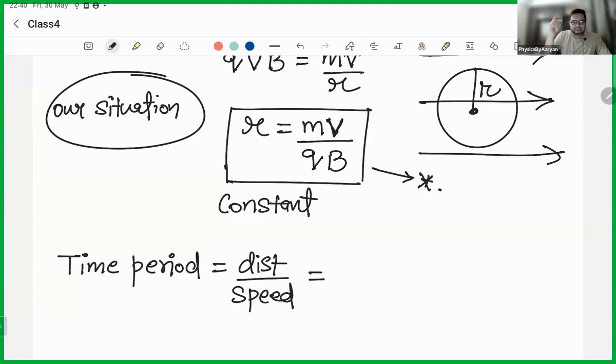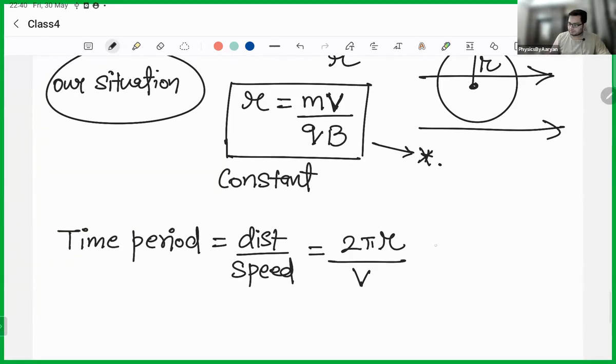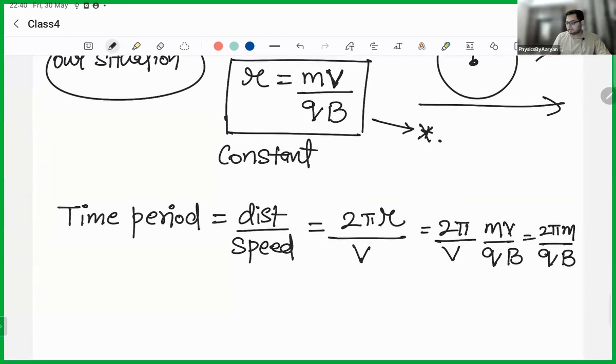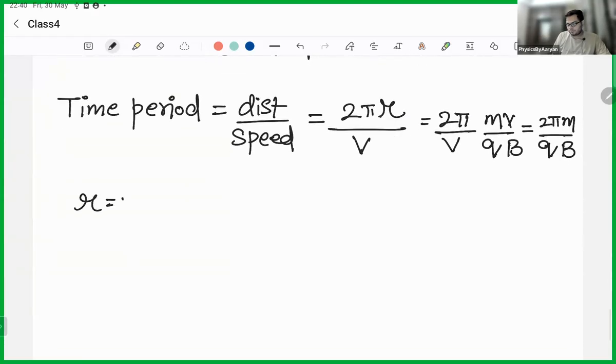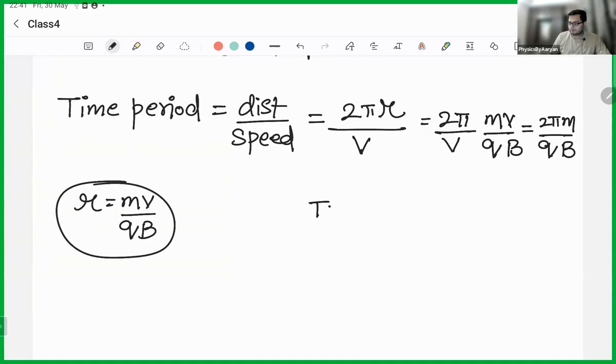So if you complete one circle, the distance is going to be 2 pi r, and the speed is constant. How much is the speed? V. V is the speed. So 2 pi r by V. Now you put the value of radius. Radius is going to be mv by qB. So V and V cancel, and you get 2 pi m by qB. So this is the formula. Radius has a formula mv by qB. Time period has a formula 2 pi m by qB.